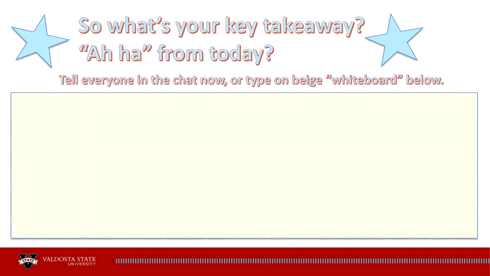Either type it now in the chat message, the group chat, or, and we're not going to have room for everybody, type on this beige whiteboard that you see in front of you. And the way you do that is look in the upper left-hand corner of your screen. You see a little T, and click on that T, and then you'll see a color, and pick the color, and then move your mouse down to the beige whiteboard, and it'll open up a text box and type your key takeaway from today.